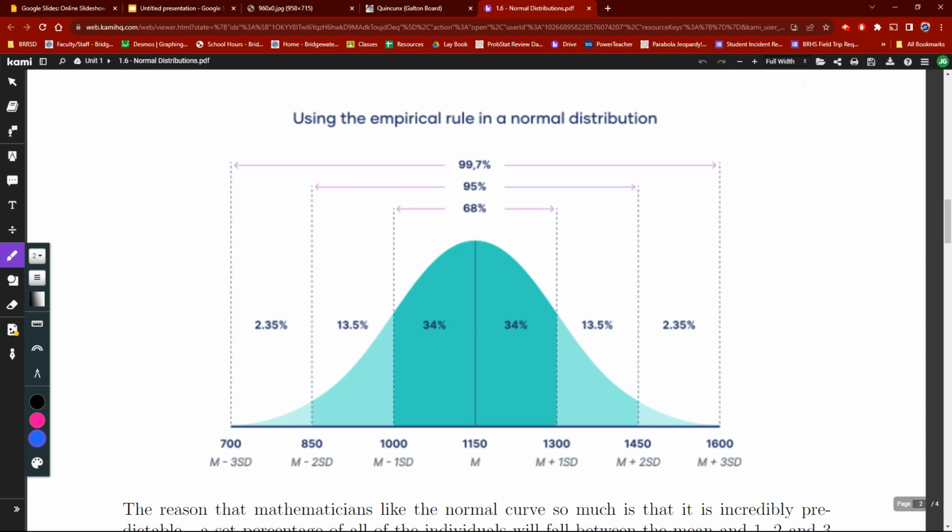So between the values of 1000 and 1300, which is one standard deviation below the mean and one standard deviation above the mean, we're going to find 68% of all of our values. That's over 2/3 of everything in this distribution within one standard deviation. Between 850 and 1450 is going to be 95%, and between 700 and 1600 will be 99.7%. Almost, but not quite, everything will be within 3 standard deviations.